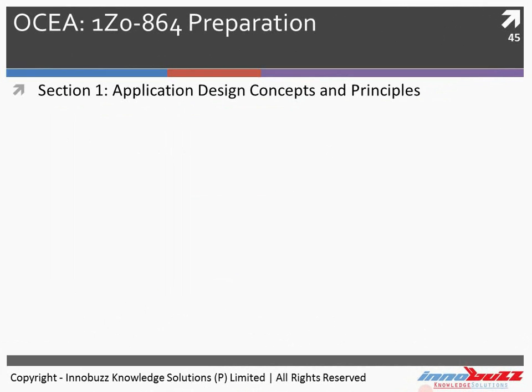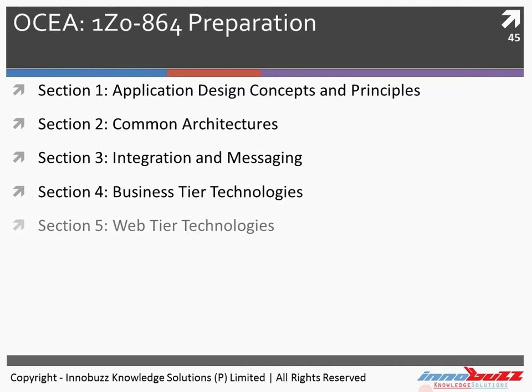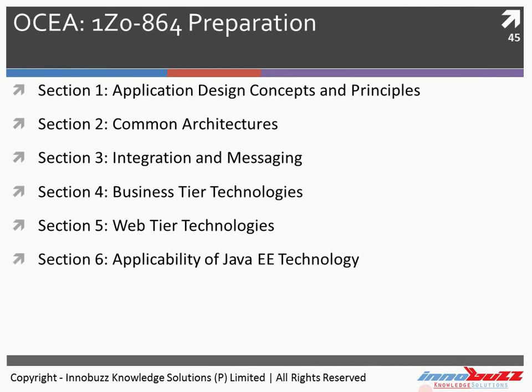And the next step what we saw was preparation. Let's see the preparation for that first step, first certification exam. You need to have application design concepts and principles. So it's all about designing concepts and principles, common architectures, integration and messaging, business tier technologies, web tier technologies, applicability of Java EE technologies.